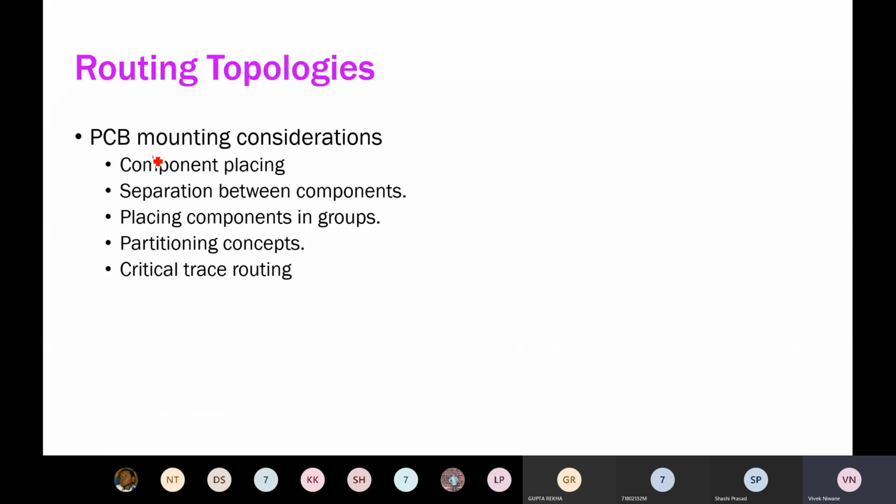Then PCB mounting considerations: what all is important to consider when we are going to mount components? Placing, where you want to place your components. If you are using a DIP package, and if you want to have the decoupling capacitor, it is always better to put the decoupling capacitor near the leads of the package. IC DIP package, dual inline package. Separation between the components is very important.